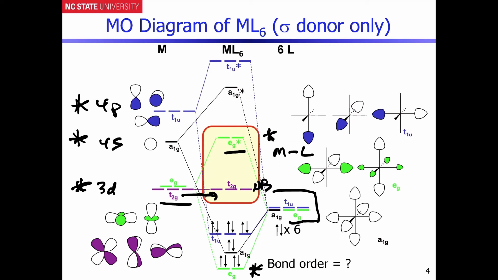And then everything else, in essence, is exactly what you would expect. The AG interaction with the AG interaction gives you bonding down here, anti-bonding up here. And then the T1U, as we already said, bonding here, anti-bonding here. But the key thing is just recognizing the fact that the EG star, which is associated with the d orbitals now, is an anti-bonding orbital.